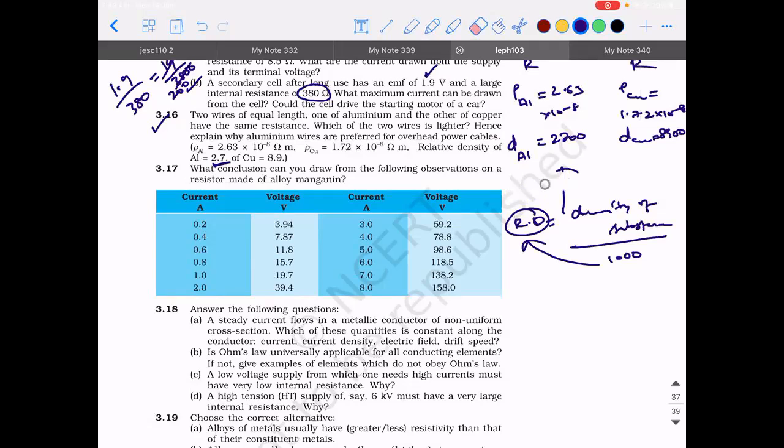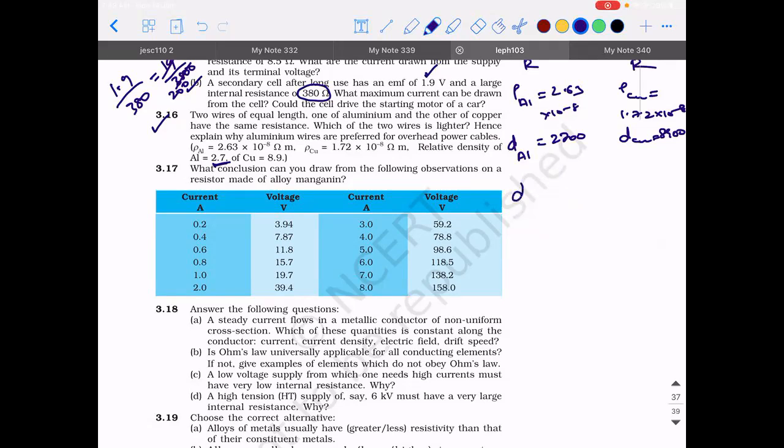Now our job is to find which of these two materials is heavy. How to do that? We know the density is equal to mass by volume. Mass divided by volume, where volume is nothing but A into L. Correct? So A will be equal to M divided by D into L. I'll change it like this.